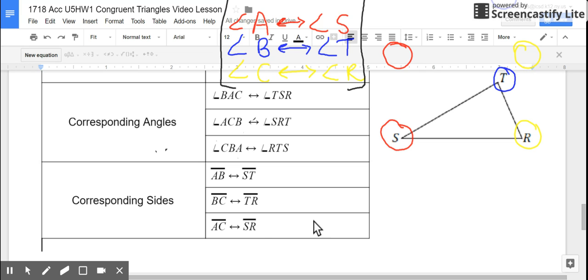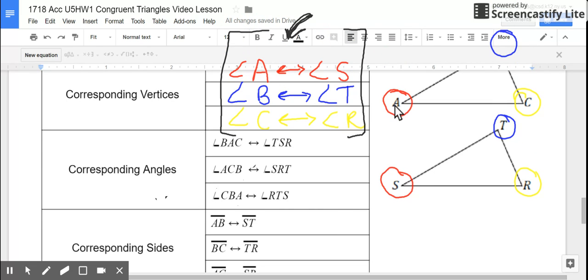Please note here that the order is important. So let's use AC and SR for an example. I went from A to C. So in my color coding scheme, red to yellow. Because I went from red to yellow, I had to go from red to yellow in the second triangle as well. So in other words, left to right, my labels went left to right both times. Same thing for my angles. If you look at, let's say, angle ACB and angle SRT. So ACB goes left and then up. SRT also goes left and then up. I would never want to say that angle ACB was congruent to angle TRS.